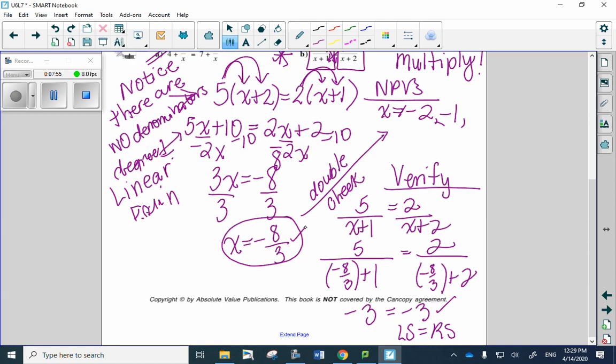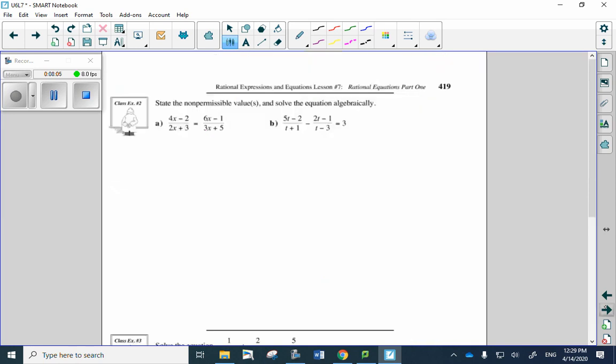So this is our first method of solving a rational equation. We just simply cross multiply. So let's do one more example like this. If we go to the next page, we're going to look at example 2a. It says state the non-permissible value and solve the equation algebraically. So if I look at a, I know that there's just one term on each side of the equal sign, so I can simply just cross multiply.